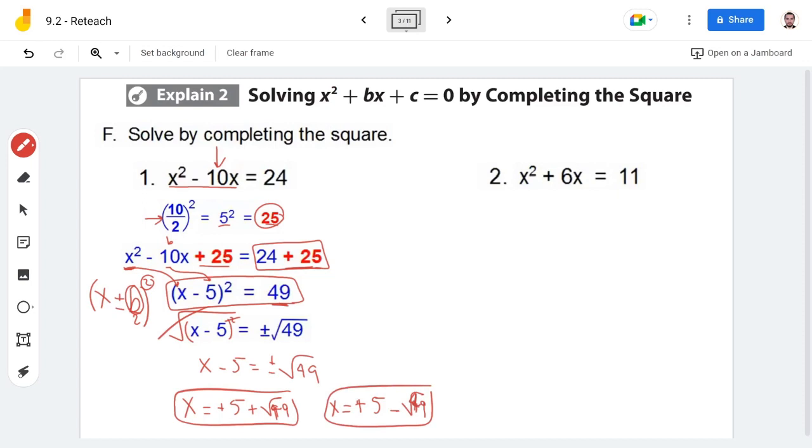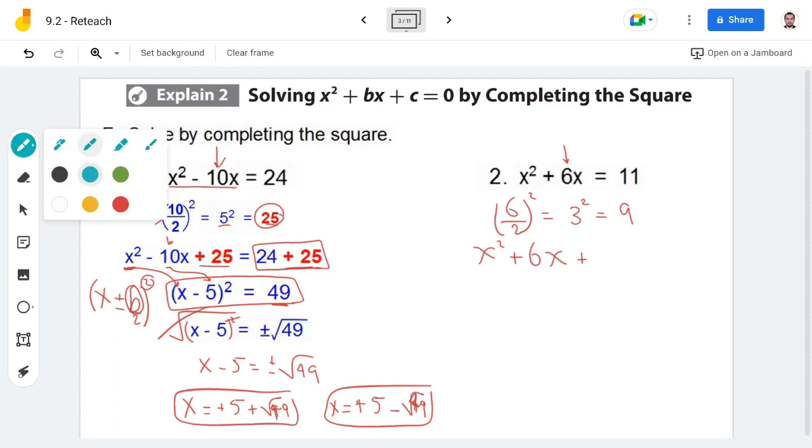Now, let's solve this one here. So we do the same steps. First, this is b. So 6 over 2, all of that to the power of 2. 6 over 2 is equal to what? 3 squared. 3 squared is equal to what? 9. Now add 9 to both sides. x squared plus 6x plus, don't forget the 9, plus 9, okay?